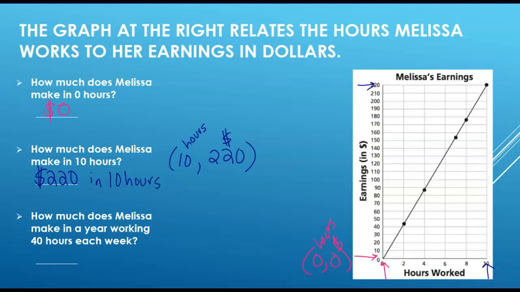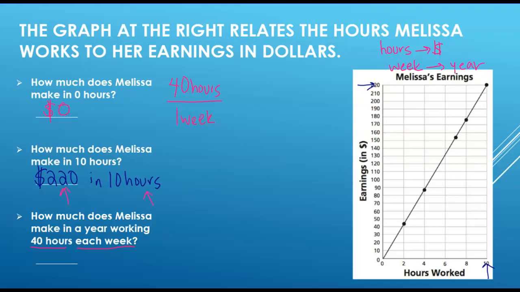How much does Melissa make in a year working 40 hours each week? So I need to change my 40 hours each week. My hours need to be turned into money, and my weeks need to be turned into years. So that's my money per year then. Well, I can change my hours to money using this ratio, and I can change weeks to years using your conversion sheet that there's 52 weeks in 1 year.